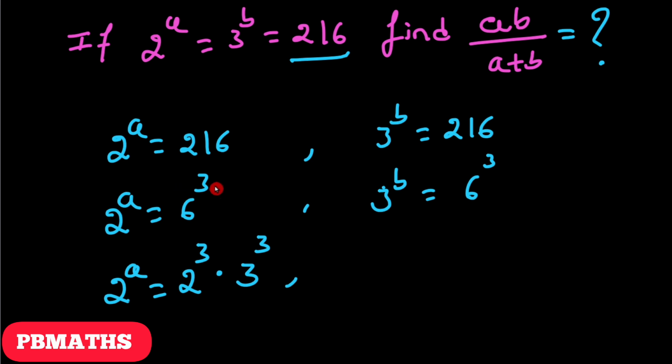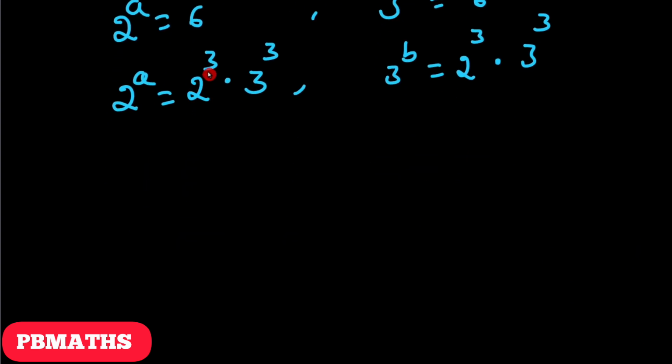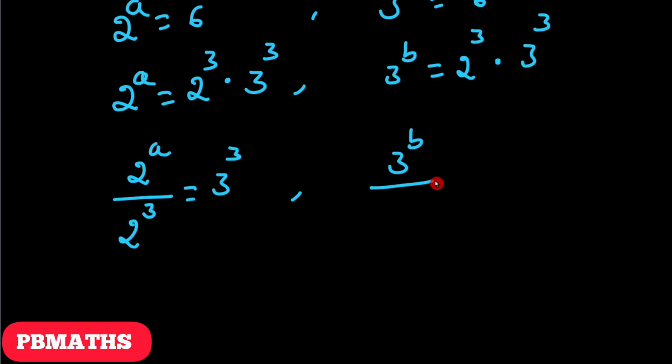If (a into b) to the whole power m is equal to a to the power m times b to the power m. In the same way, here also we will write 3 to the power b is equal to 2 to the power 3 times 3 to the power 3. Now we will take this 2 to the power 3 to the other side of the equal. Then we have 2 to the power a divided by 2 to the power 3 is equal to 3 to the power 3, or here we will write 3 to the power b divided by 3 to the power 3 is equal to 2 to the power 3.